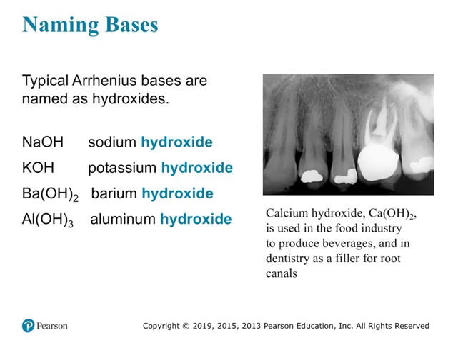Now, naming bases is so much easier than naming acids. Since bases contain hydroxide ions, we're just going to name everything like we would a regular ionic compound. So for instance, NaOH is just sodium hydroxide, KOH is potassium hydroxide, Ba(OH)2 is barium hydroxide, Al(OH)3 is aluminum hydroxide. So super easy. You just have to name the metal followed by hydroxide.